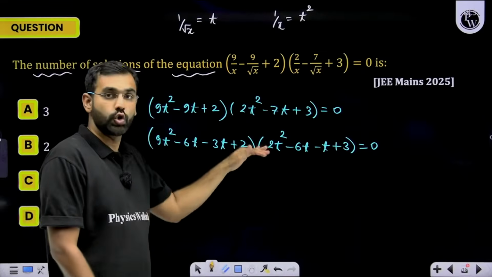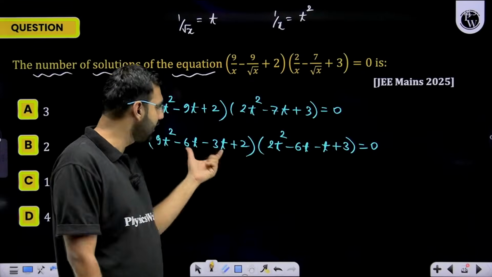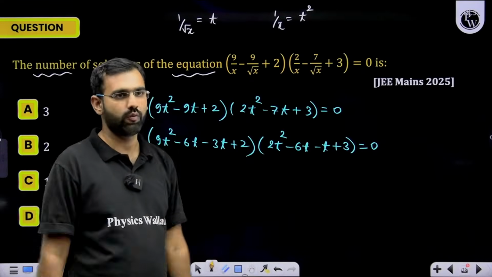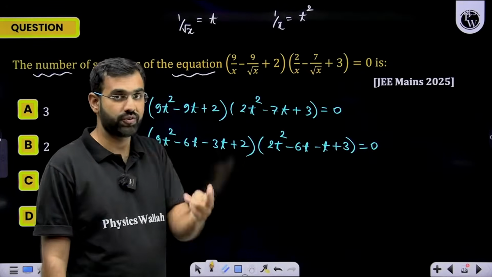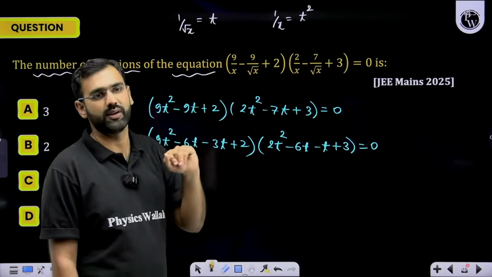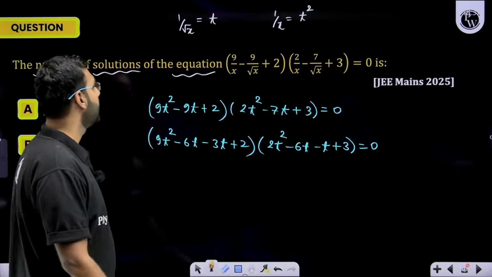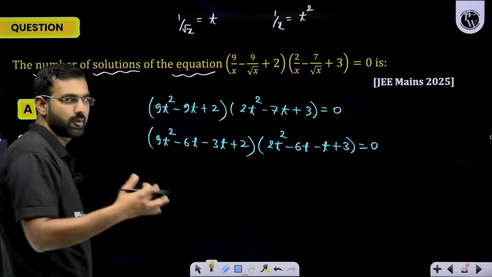So there you got to delve deeper. Don't conclude that we are getting 4 values of t, that means 4 will be the answer. Don't conclude at this stage. Verify whether those 4 values are positive or not, because 1 by root x is non-negative, and even then 1 by root x can never be 0. So it should be positive.